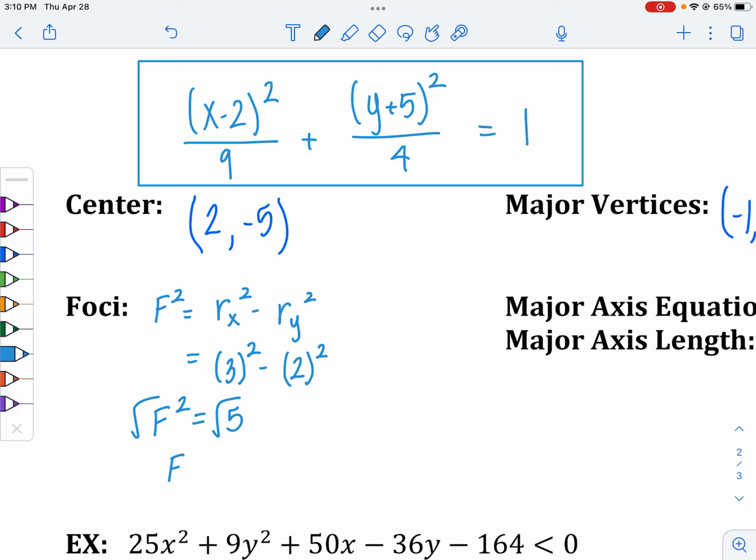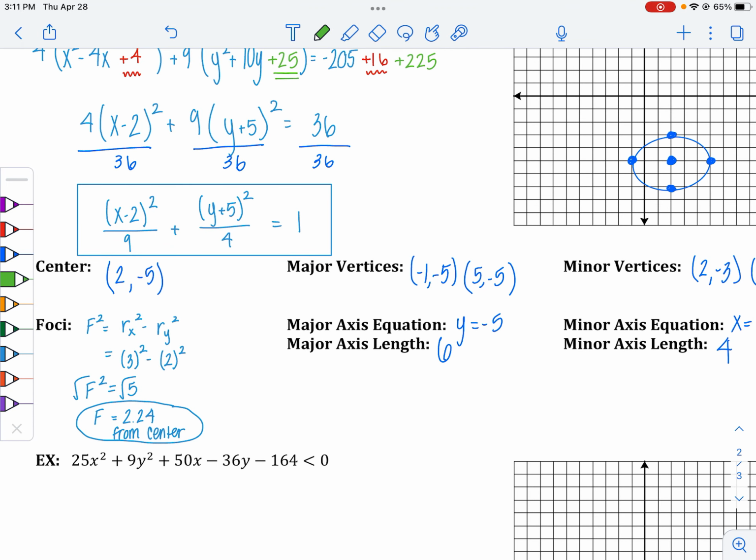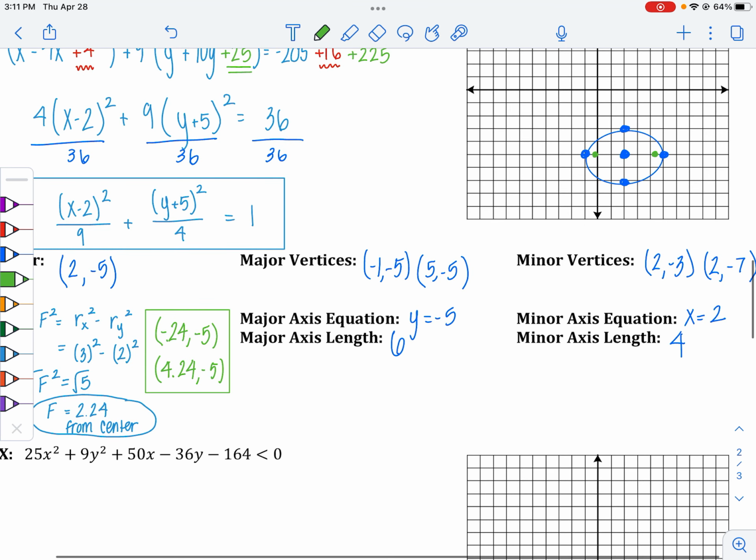Square root. Because it is a distance, we're going to make sure we always keep the positive, but it means it's about 2.24 from the center, on the major vertices, on the major axes, sorry. So it's about 2.24, so about here, -2 point right there. Those would be our foci. They're 2.24 from the center on the major axes. So the actual points are about -0.24, -5, and 4.24, -5. And really the foci are going to be on the major axes and inside the ellipse. Hopefully that clears up the example.